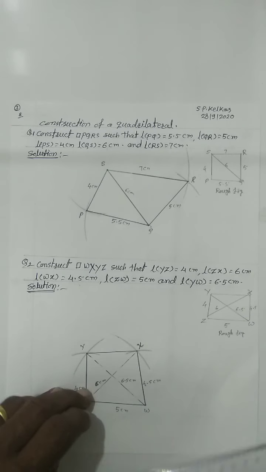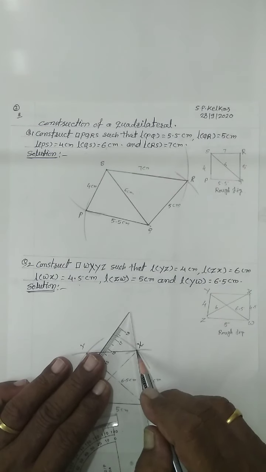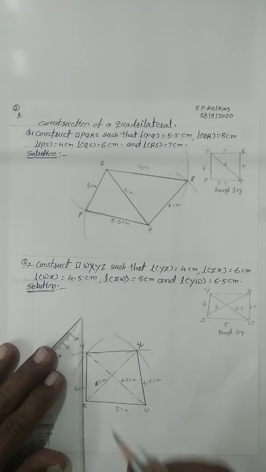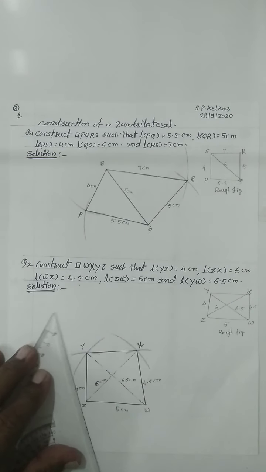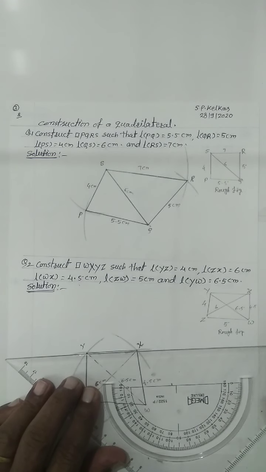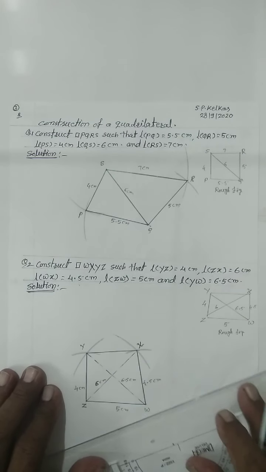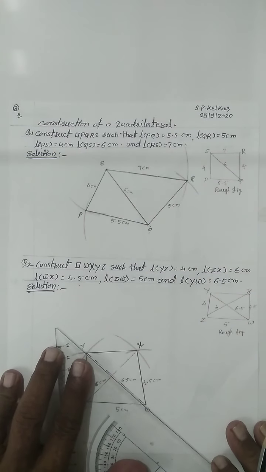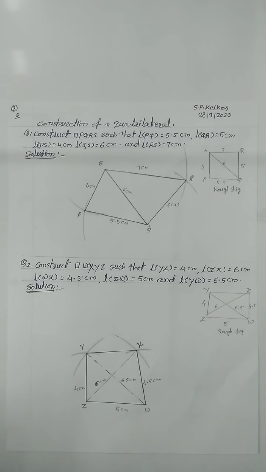Now join this X with W. Then join this Y with Z. Then join YX. In this way we complete the construction of the quadrilateral. These diagonals are also joined by a dotted line. In this way this second construction is completed.